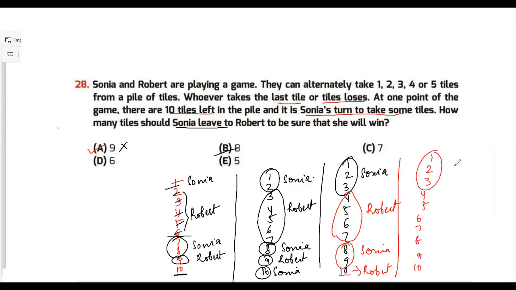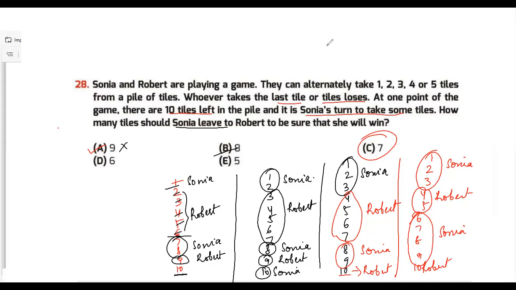So again, suppose Sonia picks so many, and suppose Robert takes 2. Then again, it is Sonia's turn to pick. So now if Sonia has to pick, she'll pick 4. Then Robert has to pick this. So in this case, Sonia would have the upper hand. And so how many tiles should Sonia leave to Robert? She should leave 7 tiles to Robert so as to be absolutely sure that she will win.